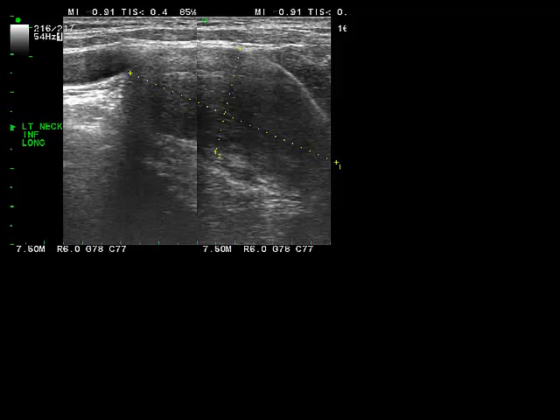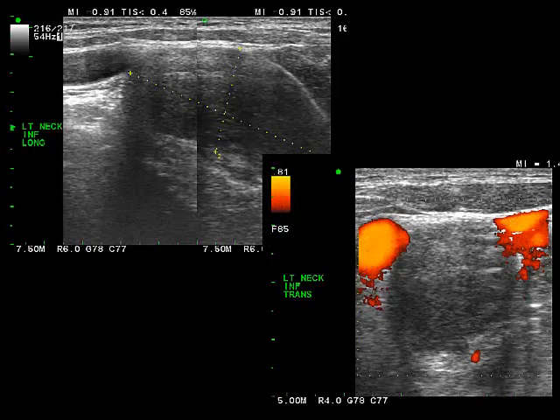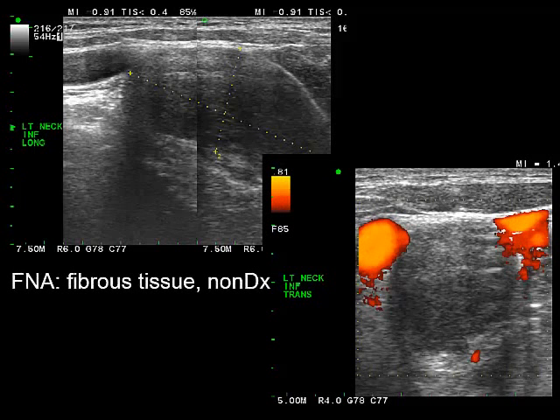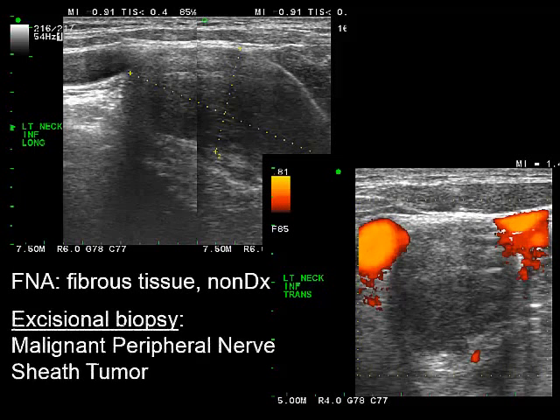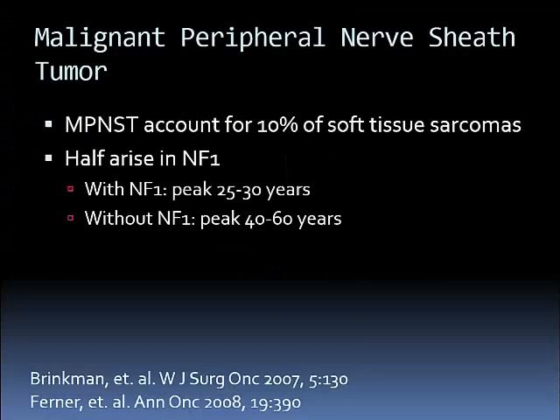This patient had an ultrasound, which shows this homogeneous low echogenicity mass in the neck. Again, that initial biopsy just showed fibrous tissue, but excisional biopsy did confirm that this was a malignant peripheral nerve sheath tumor. Just a little bit of information about them.